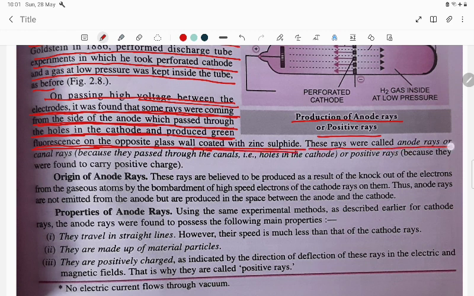These rays were called anode rays or canal rays because they pass through the canals, the holes in the cathode, or positive rays because they were found to carry positive charge.